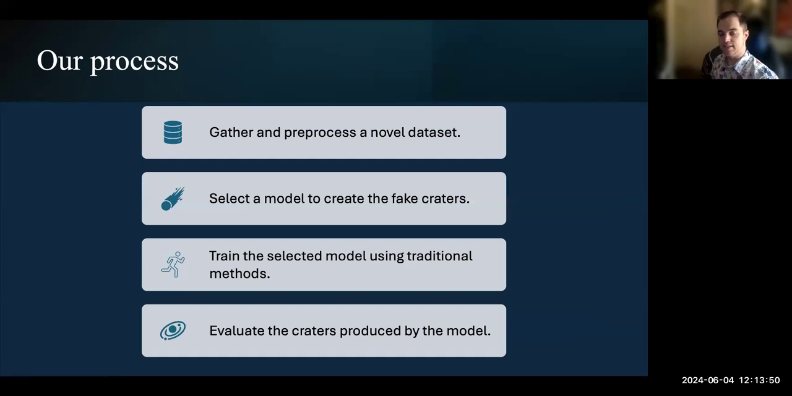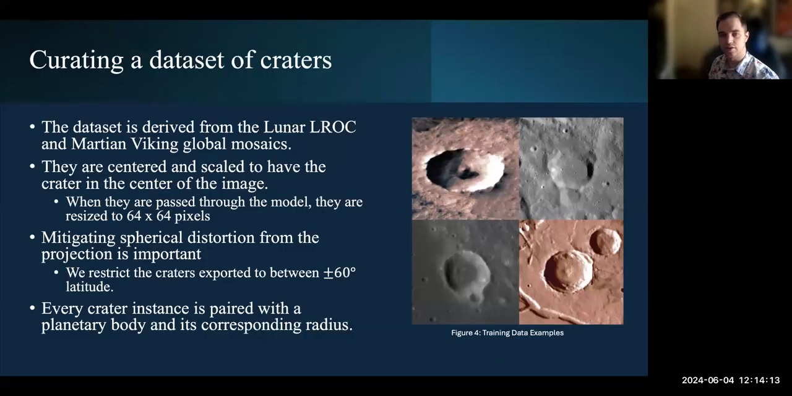Our process is a pretty straightforward, traditional data science process. We gather and pre-process a novel data set. Then we select a model to generate fake craters, then we train the selected model, and then we evaluate the craters produced by the model. For curating a data set of craters, the data set is derived from the lunar LROC and the Martian Viking global mosaics. You can see the Mars images and the lunar images.